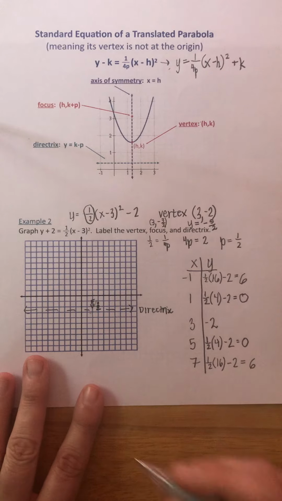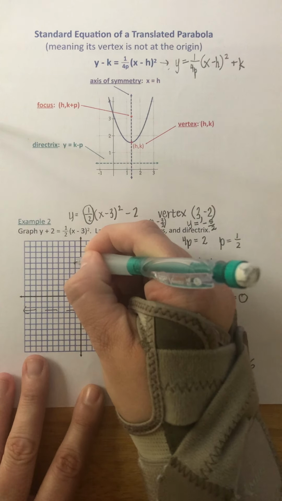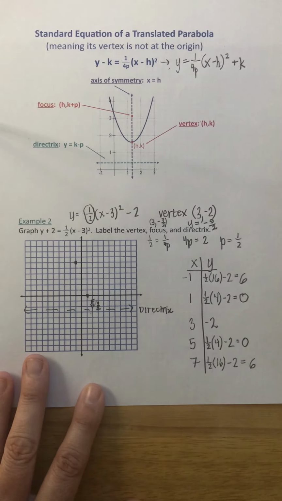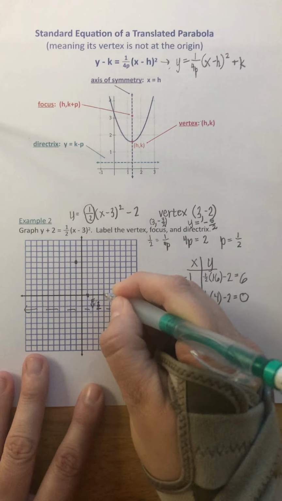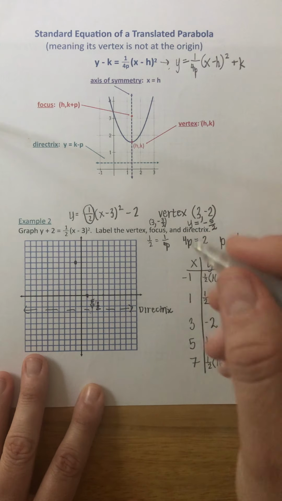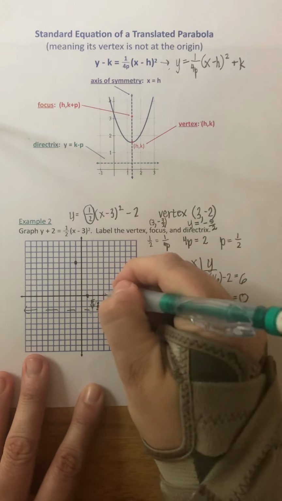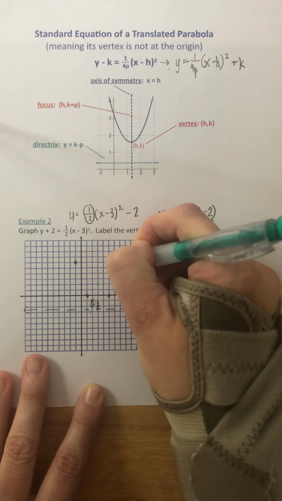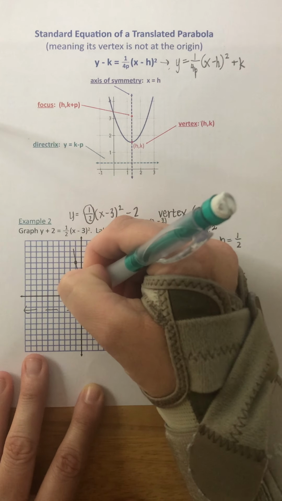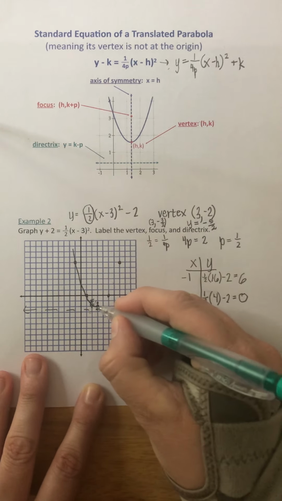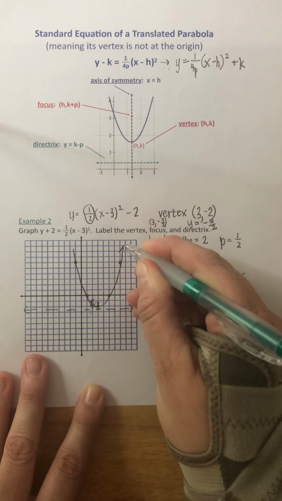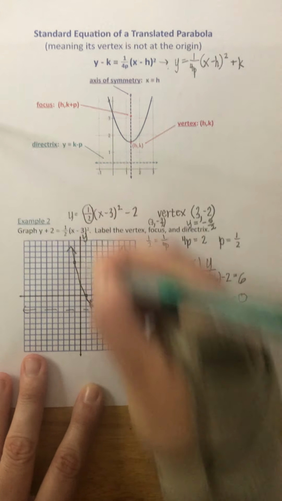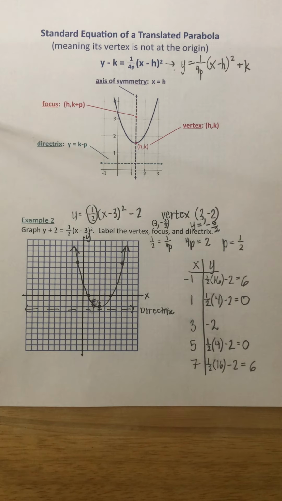So let's plot some points. So we have (-1, 6). We have (1, 0). We have (5, 0). Whoa, that's not a 5. That's a 4, 5. There we go. (5, 0), and then we have (7, 6). So we're connecting those. We're opened around the focus. We have the directrix directly underneath it. Don't forget to label your axes. And there we go.